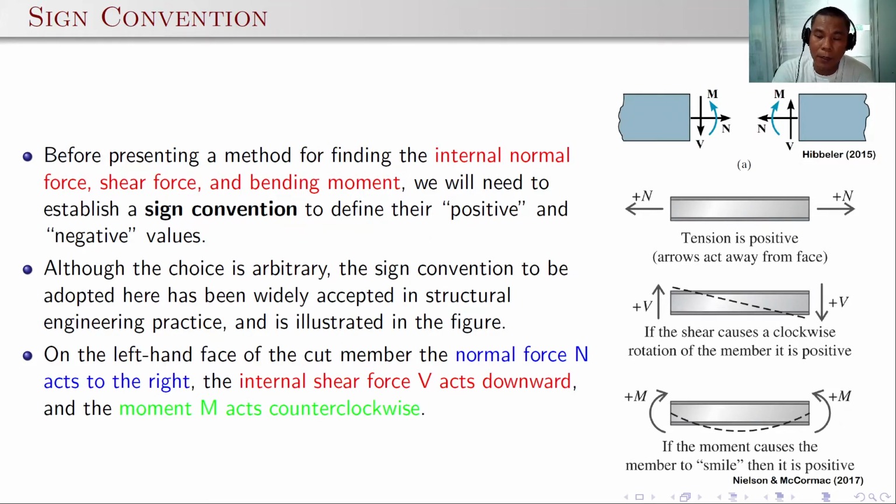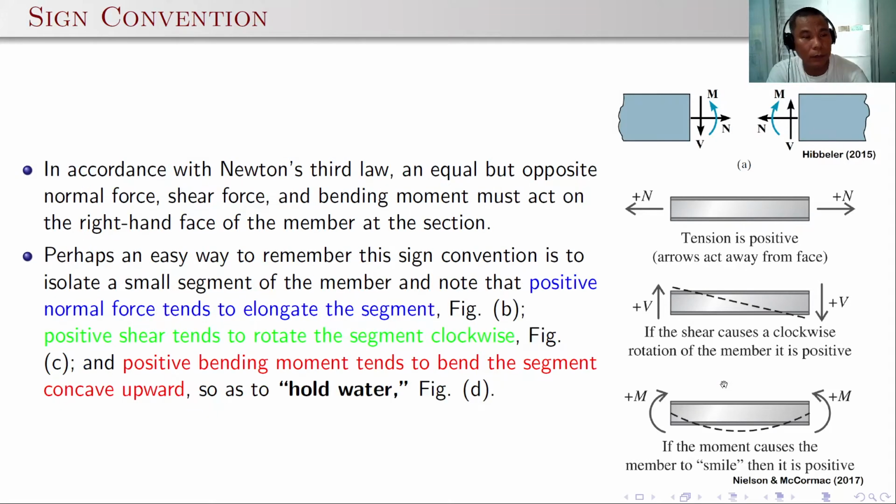Then if the moment causes the member to smile, just like this one, this is concave upward. If the bending moment causes the member to be concave upward, then the moment is positive. Of course, in accordance with Newton's third law, the equal but opposite normal force, shear force, and bending moment must act on the right-hand face of the member at the section.